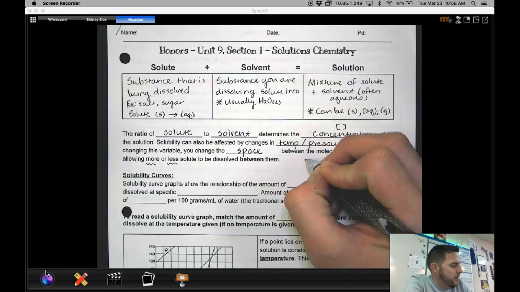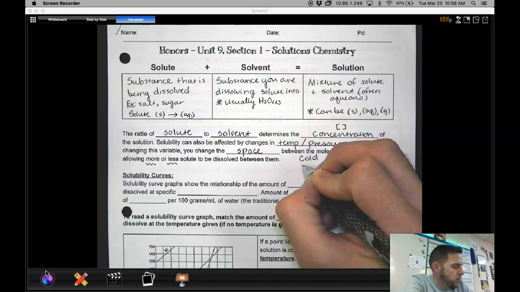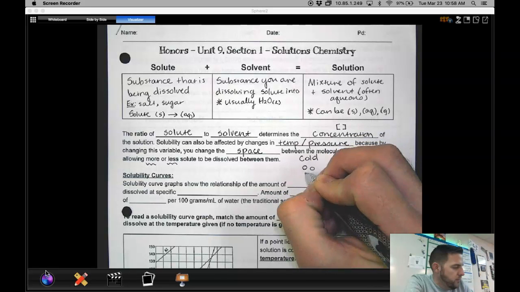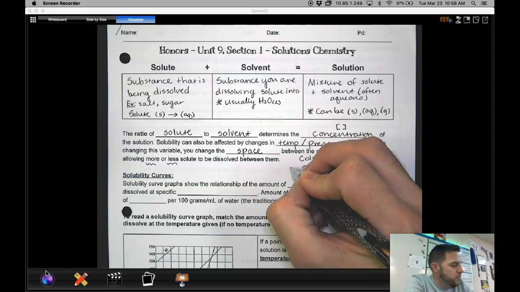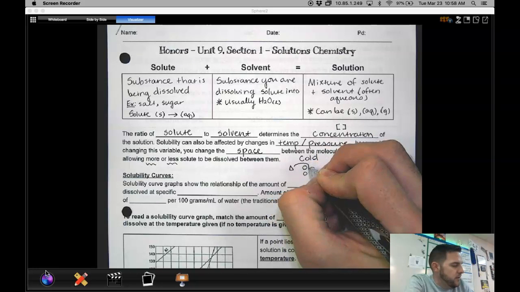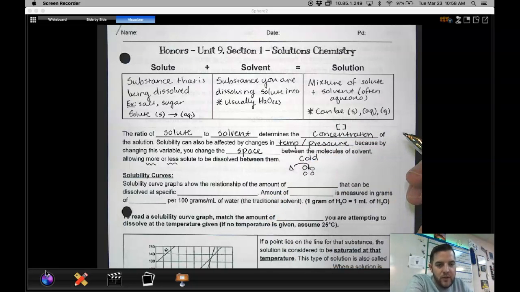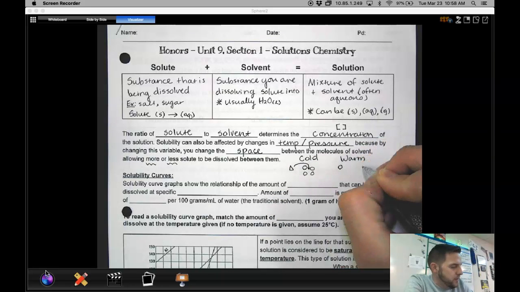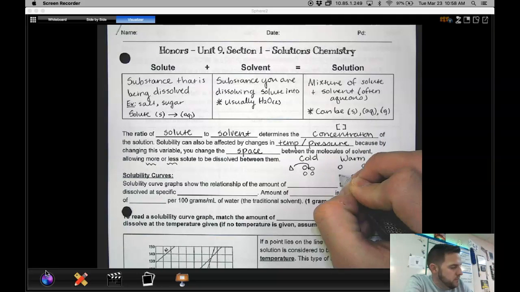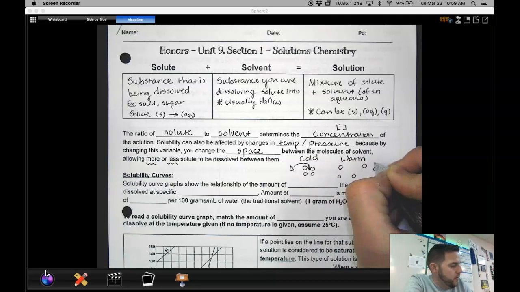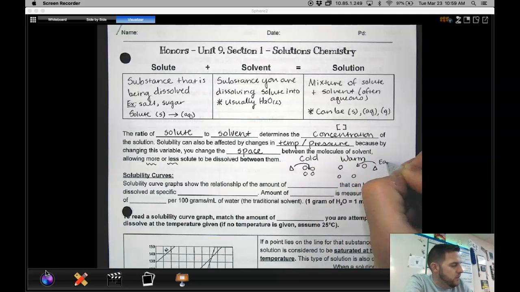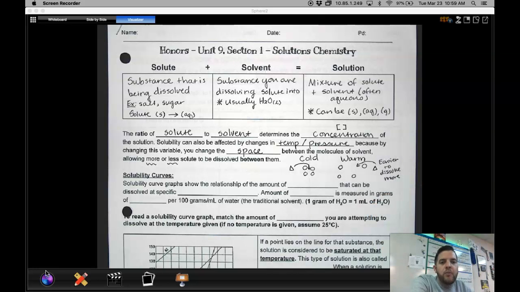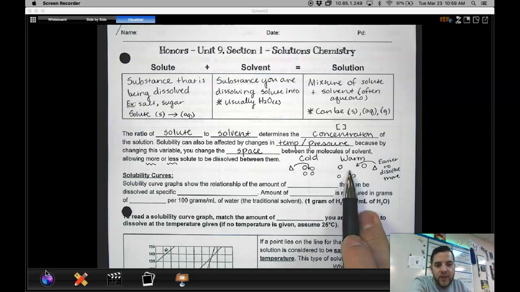So if I had water that was cold, well, the particles are going to be very close together. So if I'm trying to dissolve this in there, I might be able to, but it's going to be a little bit more difficult. But if I have something that's warm, particles will be more spread out, so it's going to be easier to dissolve more. I can dissolve more because I would have more room between them to actually get the particles in.